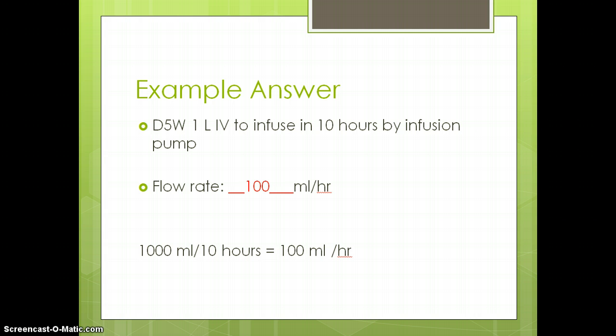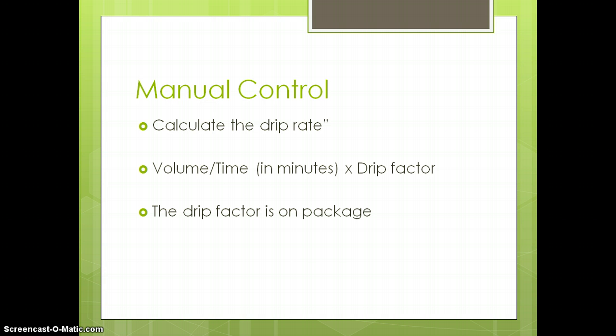And we use pumps. It's a safety issue, but we do continue to teach manual control of IV fluids. This is where we need to calculate the drip rate, and the formula for that is volume over time in minutes times the drip factor. Now the drip factor is a number that is located on a package, and as you can see here, it is 15 on the left side and 10 on the right. So you get that number right off of your IV tubing package.